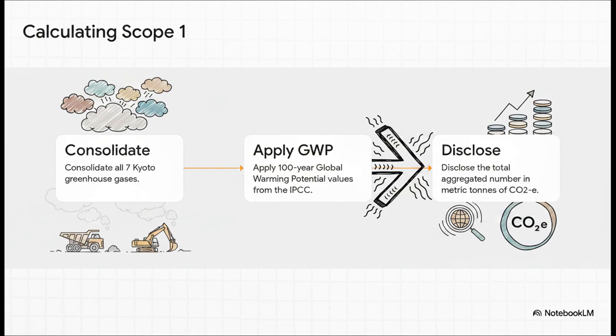Okay, let's slow down for a second and break down the actual math step by step. How do we take 7 completely different gases from all those different sources and roll them into a single clean number? Step 1 is simply consolidating the data for those 7 Kyoto gases. Step 2 is where the magic really happens. You apply the 100-year global warming potential, or GWP values, published by the IPCC. Because methane traps way more heat than carbon dioxide, the GWP acts as a multiplier to level the playing field. And then step 3 is your final output. You disclose that total aggregated number in metric tons of CO2 equivalent, or CO₂-e. This gives investors exactly what they want, one clean, comparable figure.